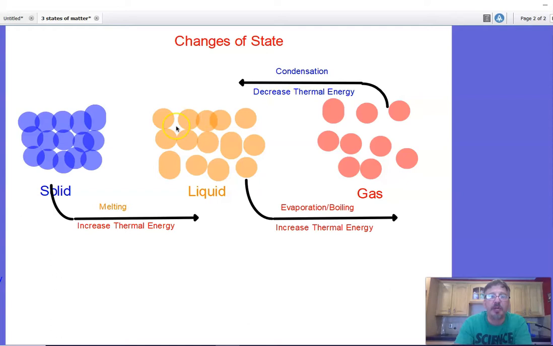All right, so now we're going to go from a liquid to a solid. So think about going from water to ice. What would you do then? Well, you would do the same thing. You would decrease the thermal energy. And what is that called? If you want to go from water to ice, well, you would freeze it. So that's called freezing.